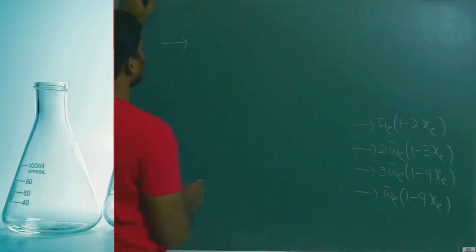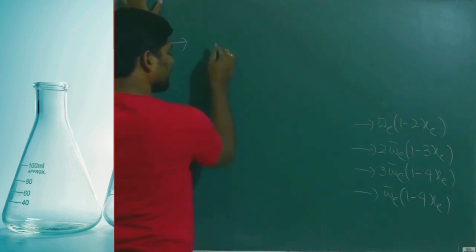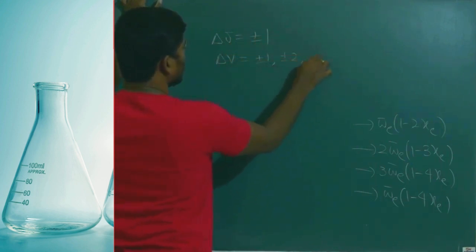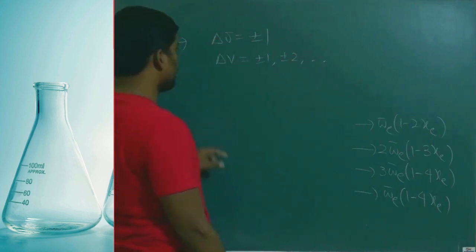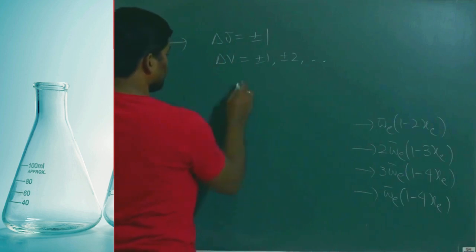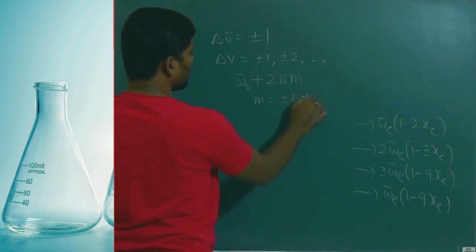Next one, vibrational rotational spectrum. We discussed the rigid diatomic vibrating rotator. The selection rules are delta J plus or minus 1, delta v plus or minus 1, plus or minus 2, and so on. Rigid rotation and anharmonic motion we considered. Okay, the signals are observed at omega bar plus 2Bm, where m values are plus or minus 1, plus or minus 2, and so on.